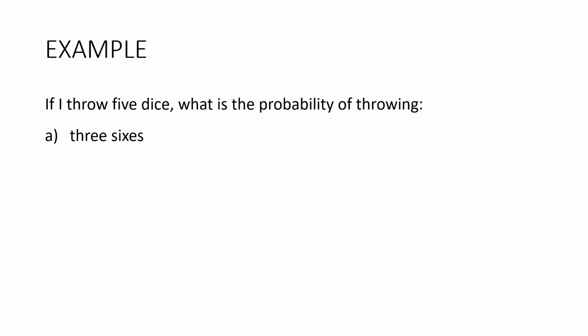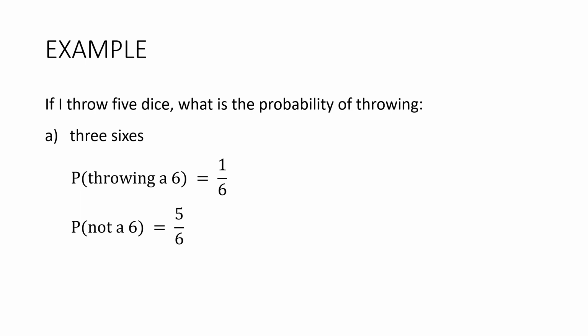Here's an example. If I throw 5 dice, what is the probability of throwing 3 sixes? Right, with these sorts of questions, we always start by working out the probability of success. Throwing a 6 is considered to be a success, and the probability of throwing a 6 is 1/6. Now let's work out the probability of failure. It's just 1 take away 1/6, which is 5/6.